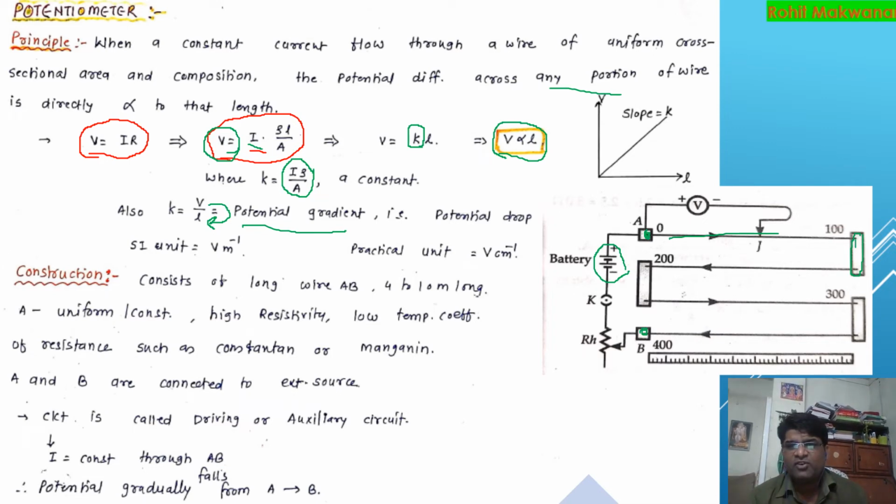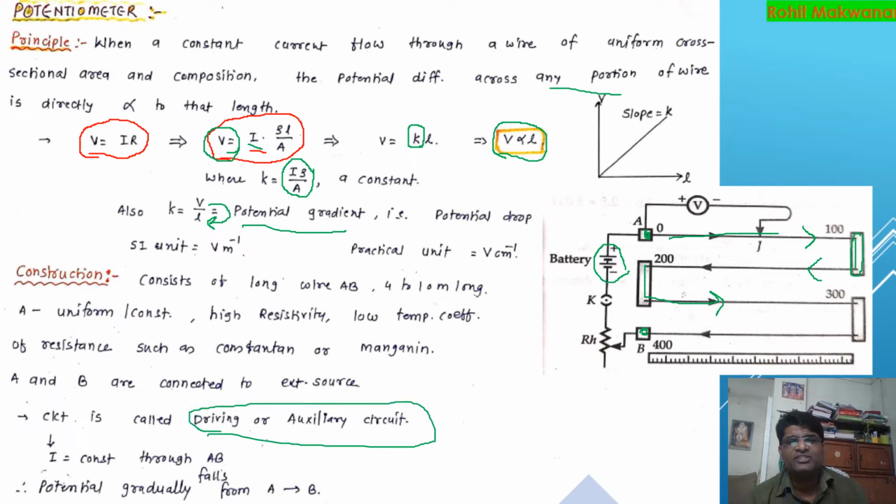Then current will flow from here to here. Then that will be the direction of the current. It was coming from this side. Now here the current again will flow this way and this side. So this is how the whole current will keep on flowing inside this circuit with the help of this battery we have connected externally. And this battery here is called auxiliary or driving battery or driving circuit.